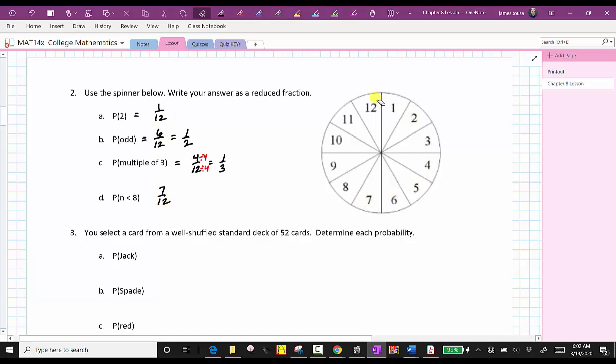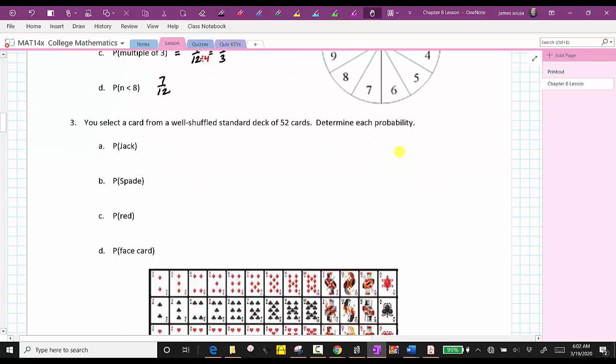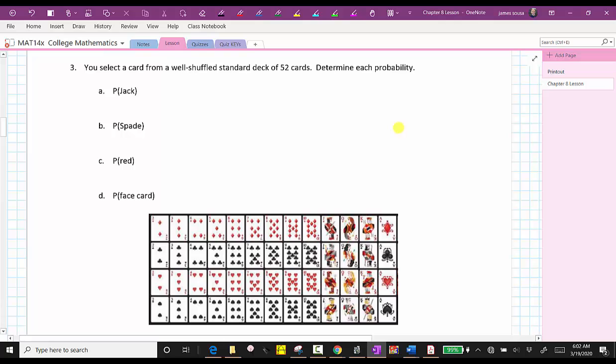For number 3, we are using a standard deck of 52 cards, which are shown below, where we have 4 suits. We have diamonds, clubs, hearts, spades, and then we have 2s, 3s, 4s, 5s, 6s, 7s, 8s, 9s, 10s, and then we have the jacks, queens, kings, and aces. And we know there's a total of 52 cards, so for selecting one card, there will always be 52 possible outcomes.